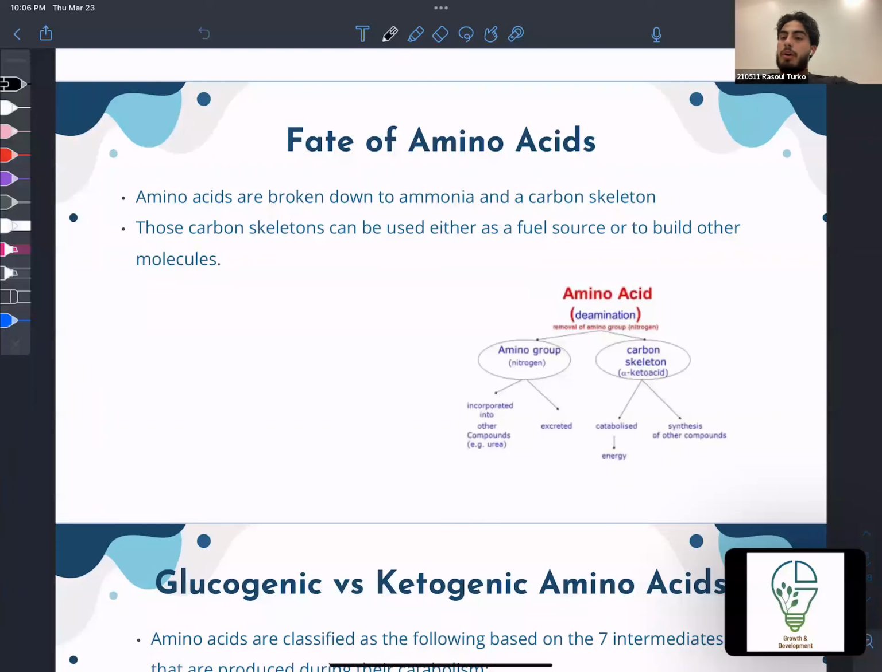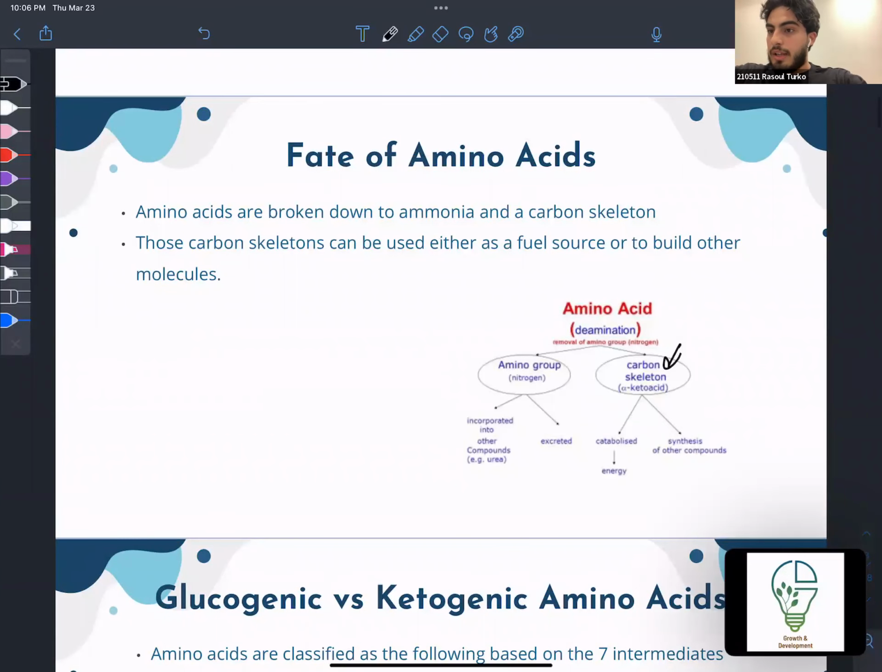This is an introductory slide. The amino acid is broken down: we take the amino group out, and then we have a carbon skeleton, also known as an alpha keto acid. So it's called an alpha keto acid or a carbon skeleton, and that carbon skeleton is broken down to give us energy. How does it get broken down is what this lecture is about. It's going to be used as a fuel source, or to give us other molecules that will give us energy.